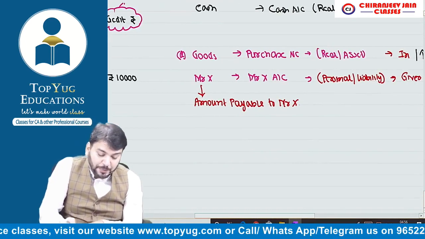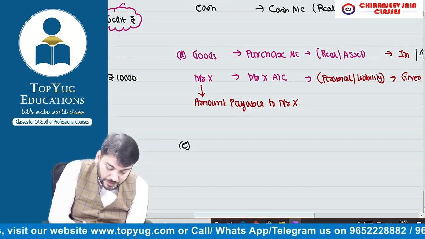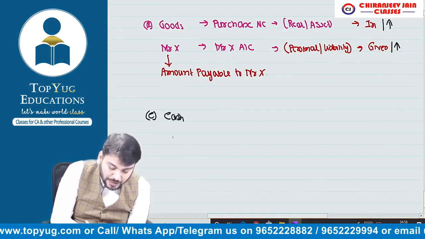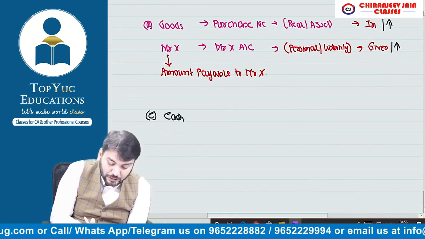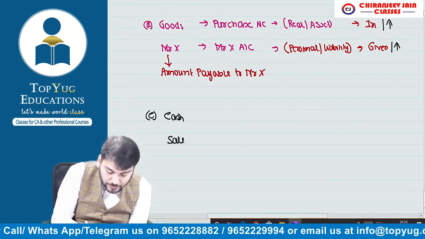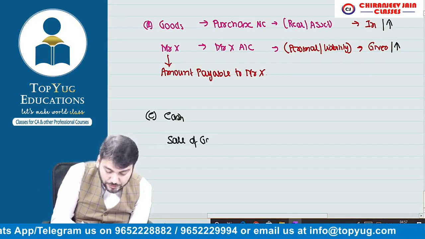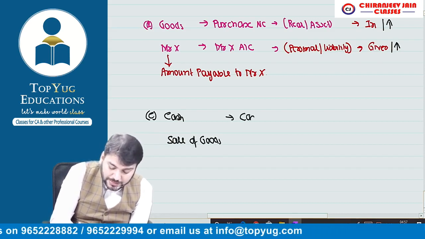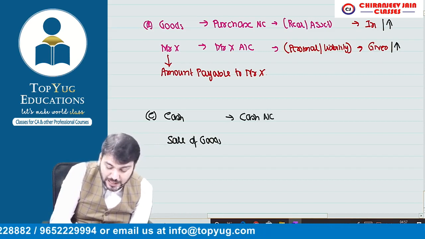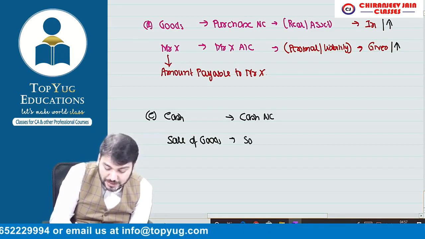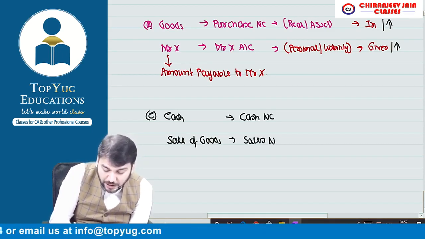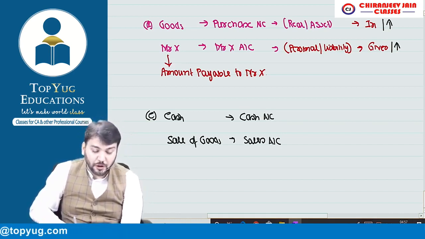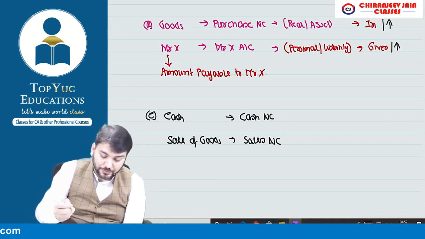So in point number E, what will we open? Cash. This is a sale of goods. So for cash, we will open the cash account. And sale of goods will be considered as income, and we will open the sales account. Yes or no? We will open the sales account. Correct?